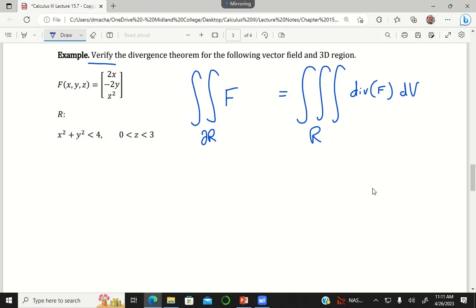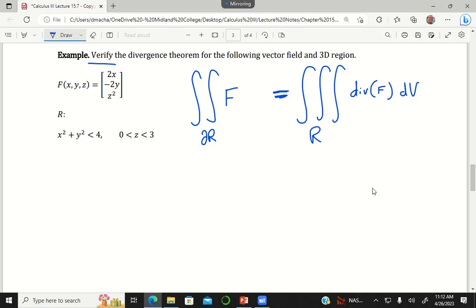And then what you're going to do to verify this is verify that the left-hand side of the equation is actually equal to the right-hand side of the equation. So what we would do for this problem is solve the surface integral on the boundary of the region over the vector field. And then on the right-hand side, we would take the divergence of the vector field and solve the triple integral over the whole region. So it doesn't really matter which one you do first, as long as we eventually do both of them.